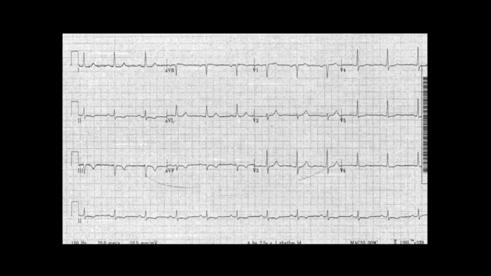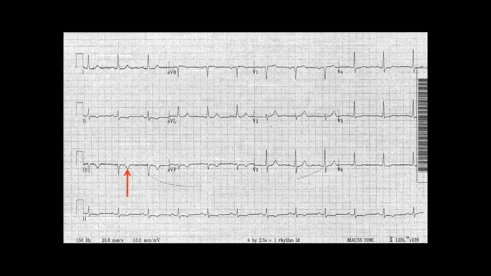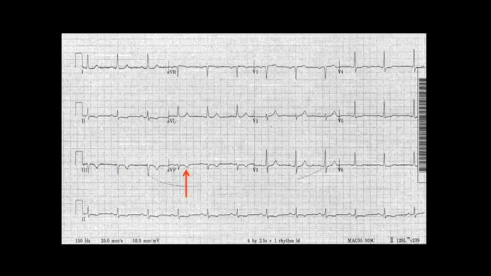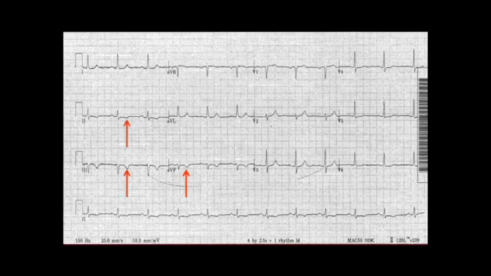Now, let's look at the other leads that look at the inferior wall. Leads 3 and AVF. Lead 3 has an inverted T wave, and lead AVF has an inverted T wave. So, we have T wave inversions in leads 2, 3, and AVF. This is an example of inferior wall ischemia.